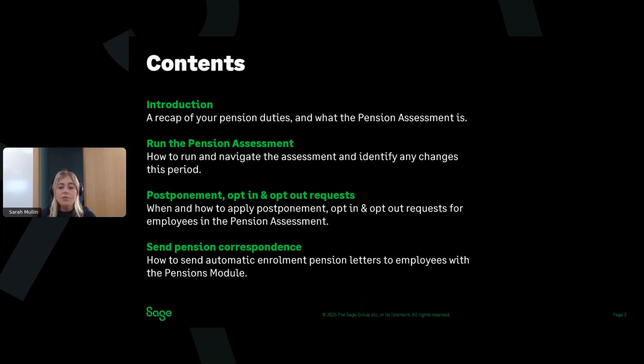Then we'll look at how to handle postponement and employee opt-in or opt-out requests when these apply, and how to process them correctly within your pension assessment. And then finally, we'll cover sending pension correspondence to your employees. So we'll look at a couple of the options available for sending or marking your correspondence as sent within the pensions module. By the end of this session, you should feel confident about running your assessment and managing any requests and keeping your pension communications compliant and all up to date.